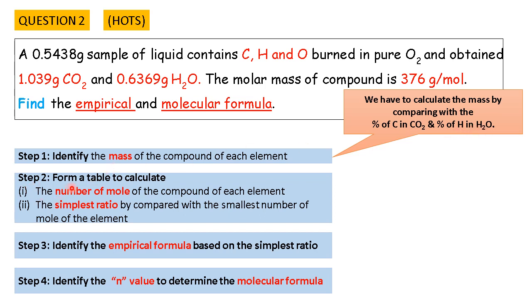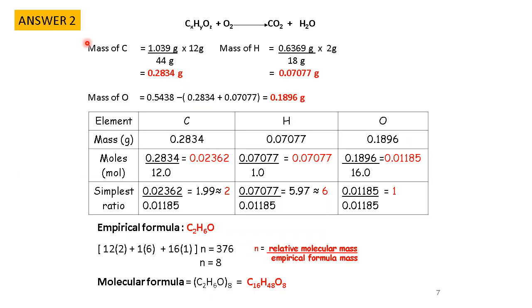And then step number 2, form a table as just now. Find the number of mole of each element and then find the simplest ratio, by comparing with the smallest number of mole of the element. So this time we check whether it is carbon, hydrogen or oxygen. Then step number 3, identify the empirical formula based on the simplest ratio. And then the last step, identify the n value. Then only we can determine the molecular formula. So we check the solution for question 2.